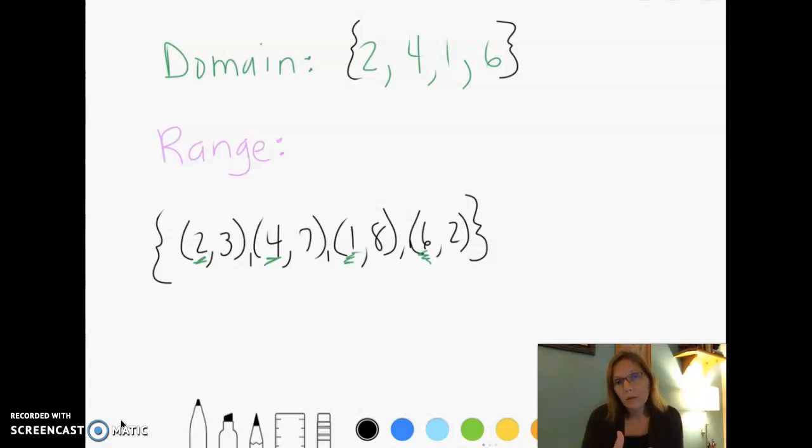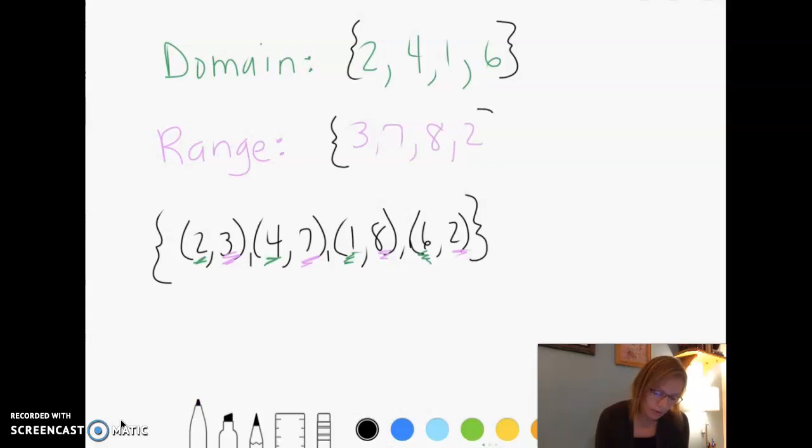Now my range is going to be all my y values. So now I'm going to look at the y's. These are my y's. I have 3, 7, 8, and 2. And again, I'm going to put those little bars on to show that that is my solution set of y values. Okay?